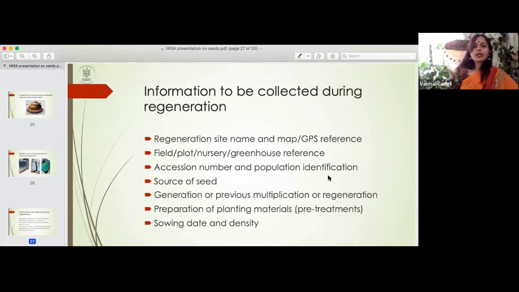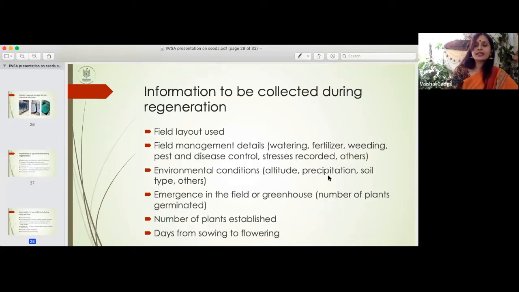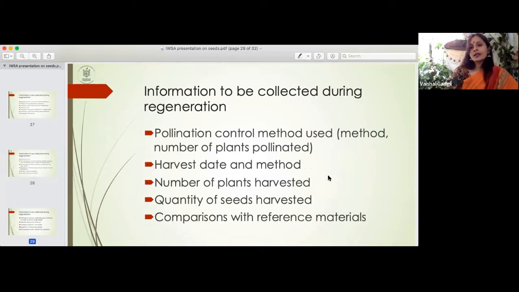The information that is supposed to be collected during the regeneration, don't forget to note this: the site name where you have grown, the GPS reference, the plot nursery where you have grown it, accession number, population identification, where you have got the seed from, the generation of the previous, if you're multiplying, what you have done in the previous year, preparation of planting materials, sowing date, density, field layout, field management, how much water, how much fertilizer, natural fertilizer you have used, whether the plant has gone through any stress, number of plants established, days from flowering to flowering, the pollination, harvest date.